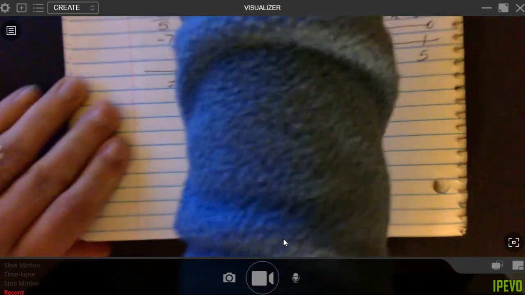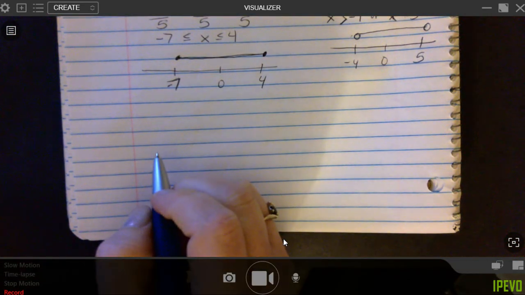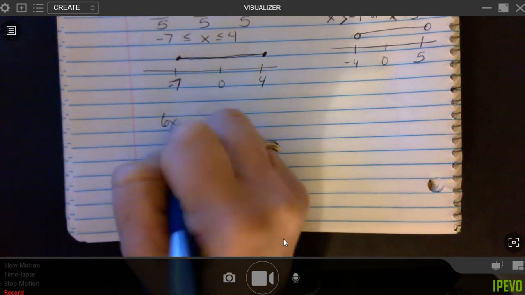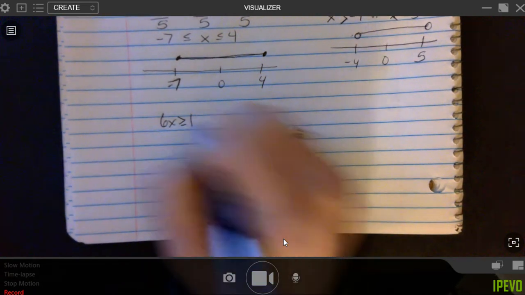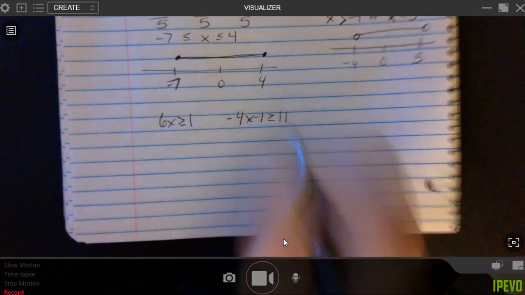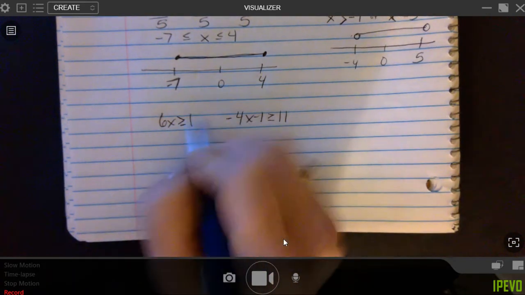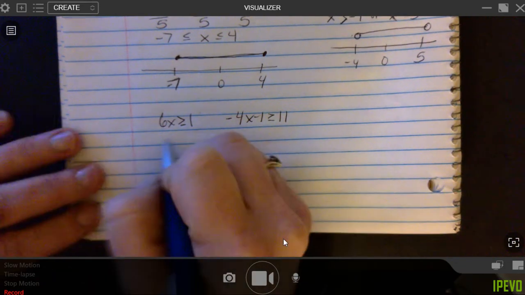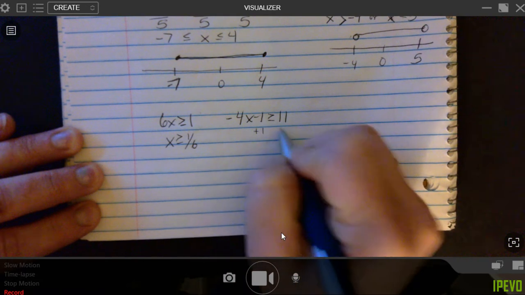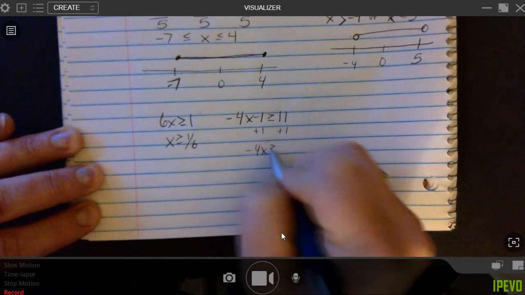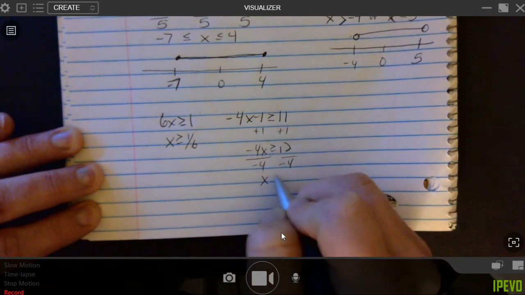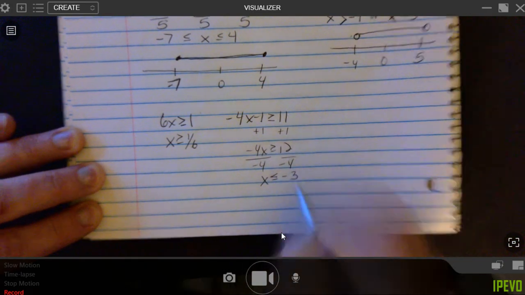All right, next one. What if we have one that looks like this? 6x is greater than or equal to 1, or negative 4x is less than 11. So again, this is one where there are two separate things, so we're going to solve them individually. So this one, x is greater than or equal to 1/6. This one, I add the 1. Negative 4x is greater than or equal to 12. Divide by negative 4. I'm dividing by a negative, so we're going to flip the sign.